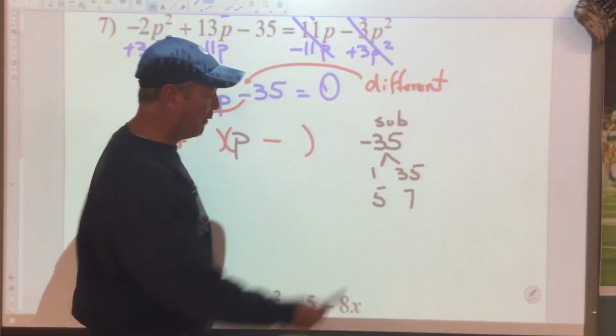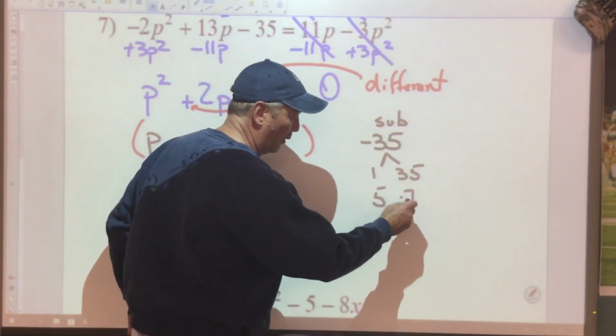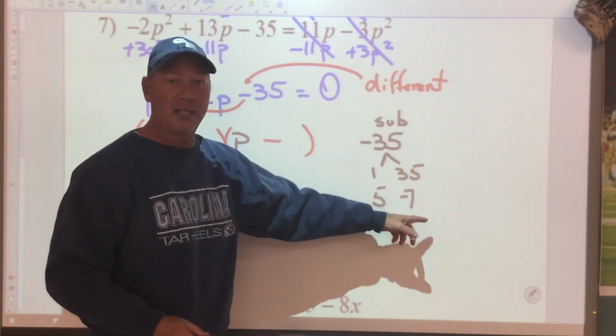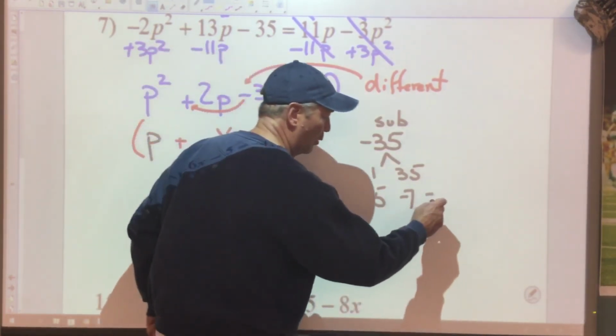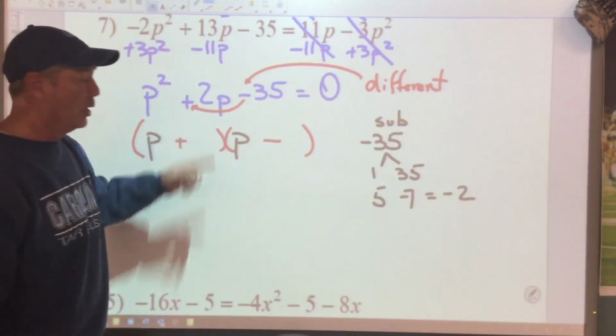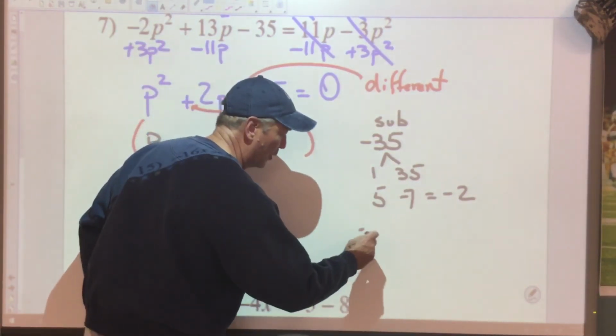Now, do we want to go 5 minus 7? Do we want the negative with the 7? If you put the negative with the 7, what will it equal? That's going to equal a negative 2. Is that what we want? No. We want the negative with the 5.